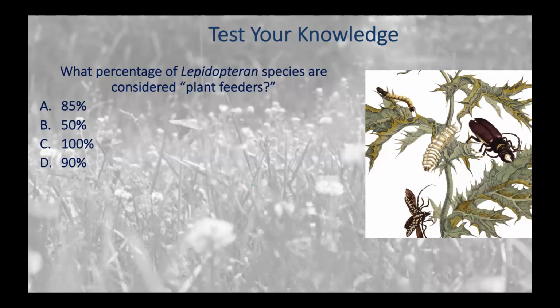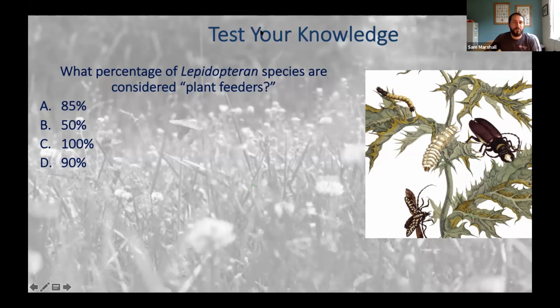All right, you should see the results. Our leading vote was for C, and that is the correct answer. 100% of the 122,000 or so Lepidopterans are exclusively plant feeders. All right, so we'll go to the next slide.